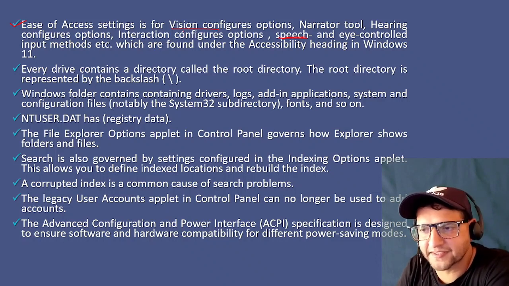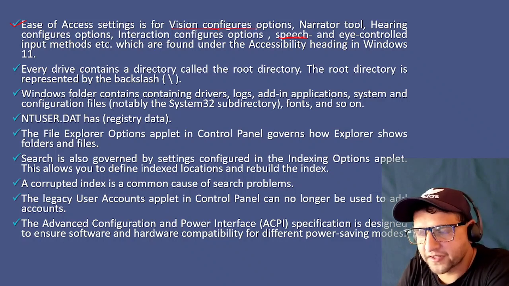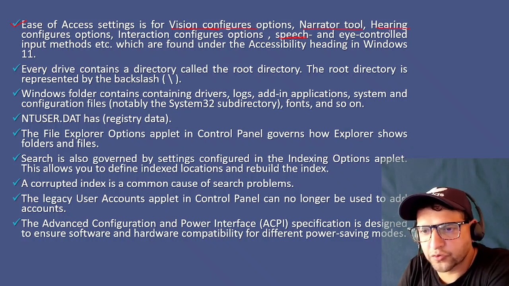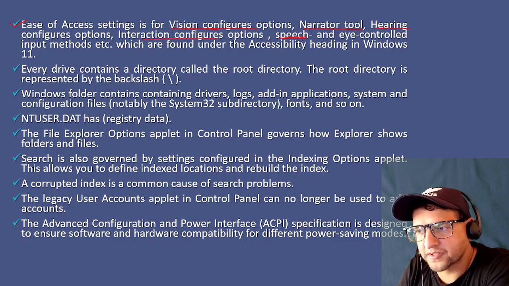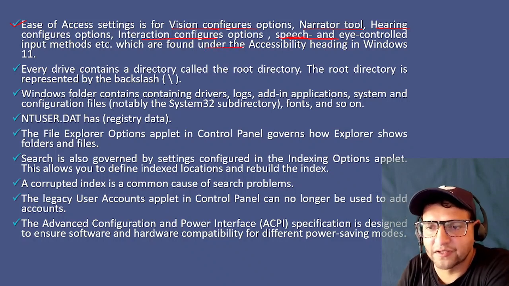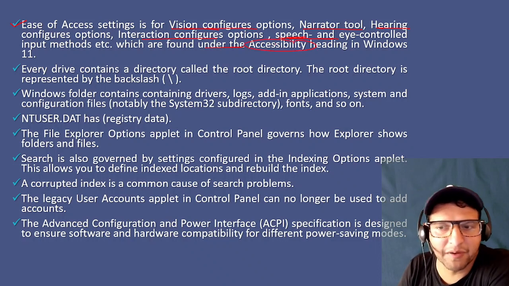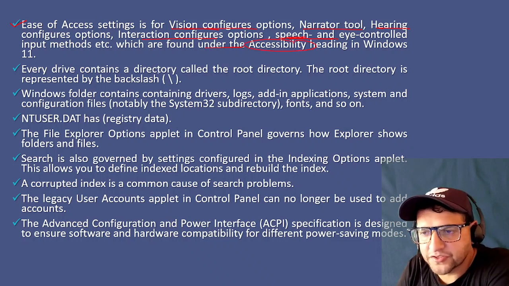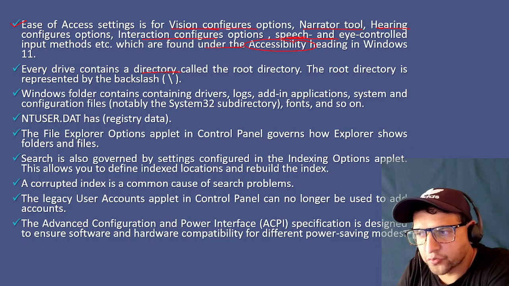So ease of access setting is for vision configuration options. You can also use it as a narrator tool. You can also go to hearing configure options. You can do interaction configuration options, speech and eye control input methods, which are found under accessibility in Windows 11. So ease of access is known as accessibility in Windows 11. Please remember that also.